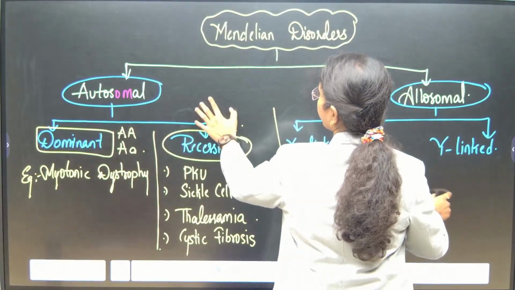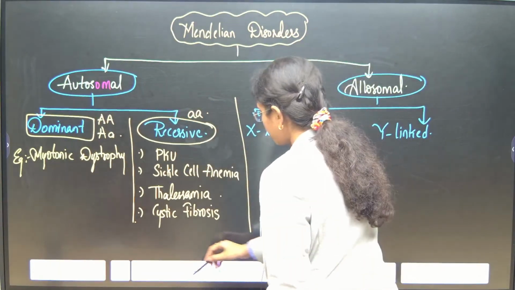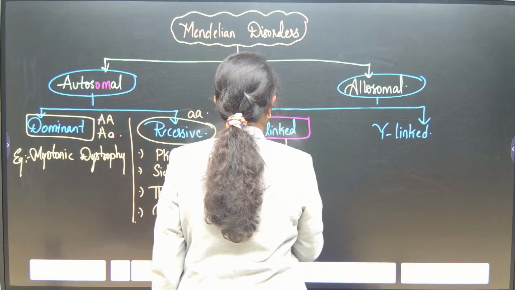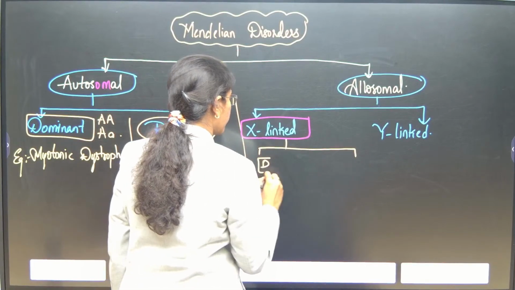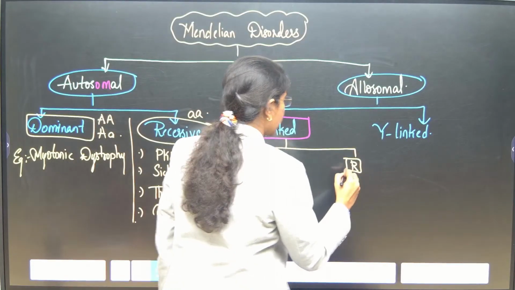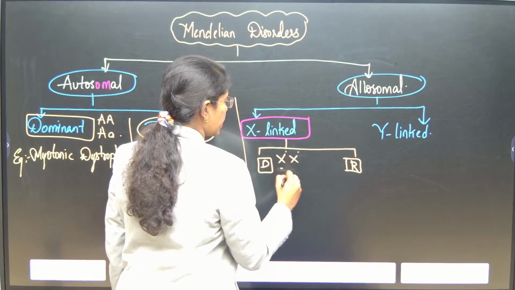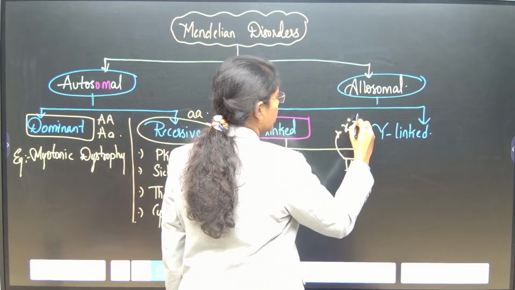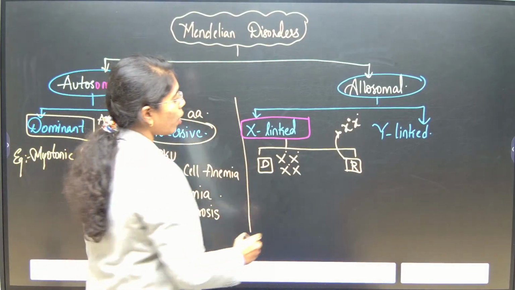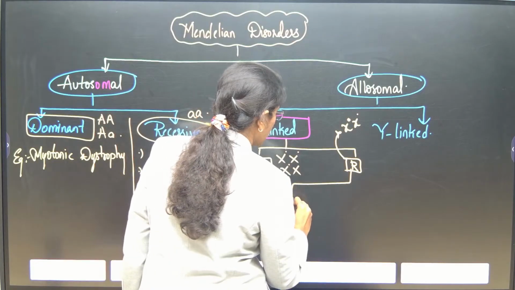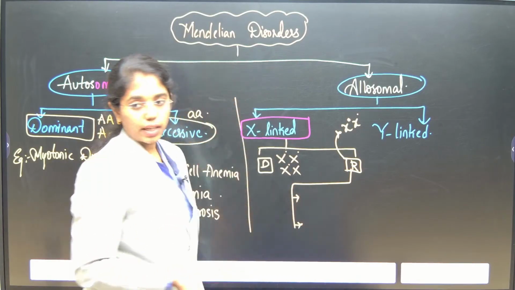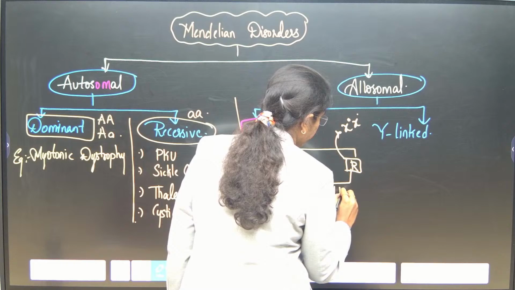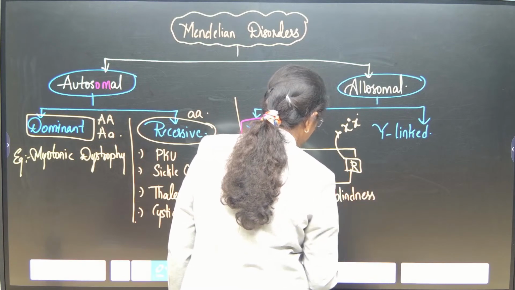X-linked. X-linked again we have dominant or recessive traits. X-linked dominant, X-linked recessive. X-linked dominant is expressed both in the homozygous and in the heterozygous condition, whereas X-linked recessive is expressed completely in homozygous recessive condition. Major important examples, many times asked in NEET PYQs, X-linked recessive disorders like color blindness and hemophilia.